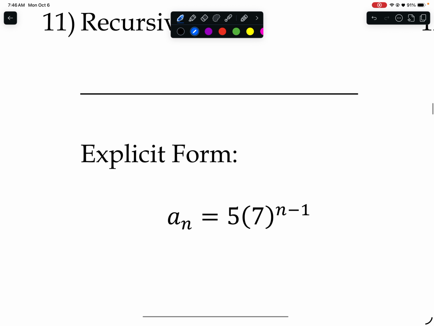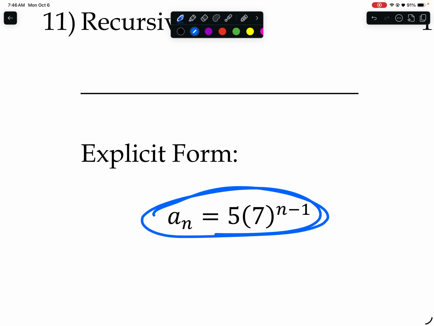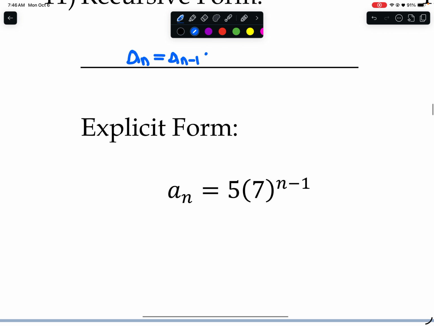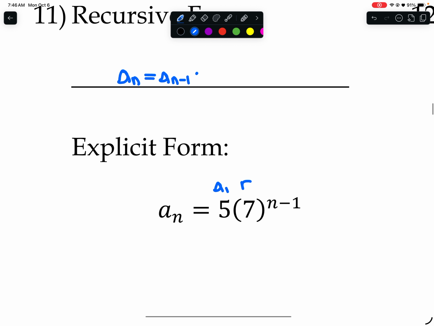So now looking over here, I'm given explicit form. So in this case, this is my geometric explicit form. So the recursive form is going to be a sub n equals a sub n minus 1, and you're going to multiply by the common ratio. Now, the 5 right here, that's your first term. The common ratio would be the 7. So you've also got to know which value you're going to multiply by.